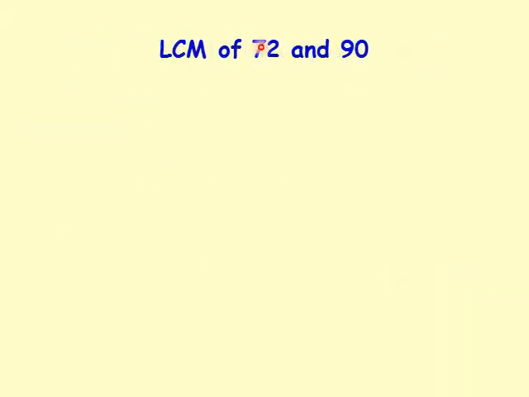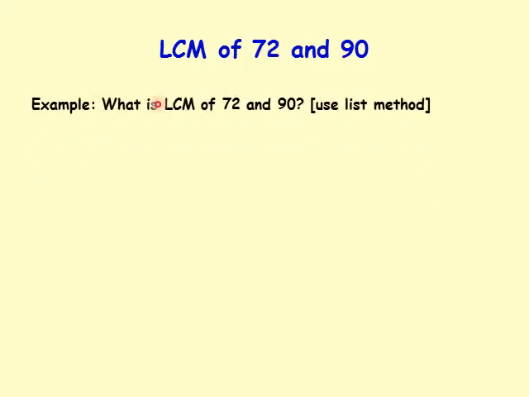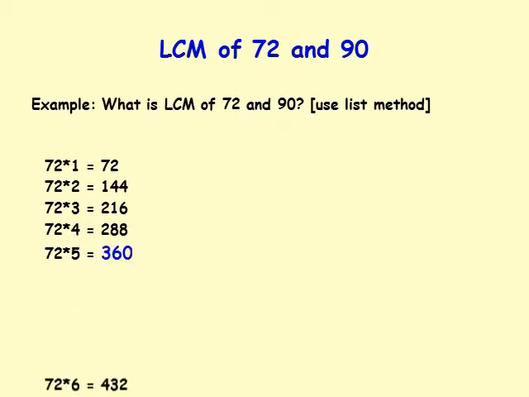Let's do another example. This time we will do the LCM of 72 and 90. We'll use the list method here. We'll make a list of multiples of 72 on the left side and those of 90 on the right side. So 72 times 1 is 72, 72 times 2 is 144, 72 times 3 is 216, 4 is 288, 5 is 360, and 6 is 432, and so on.